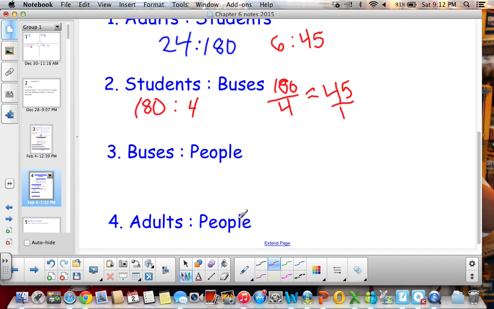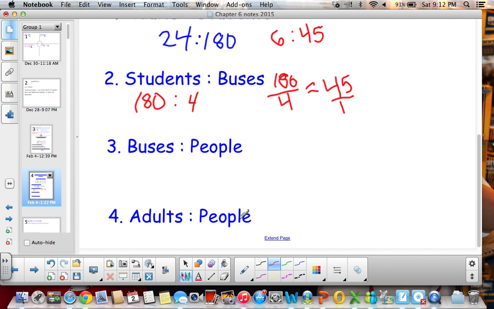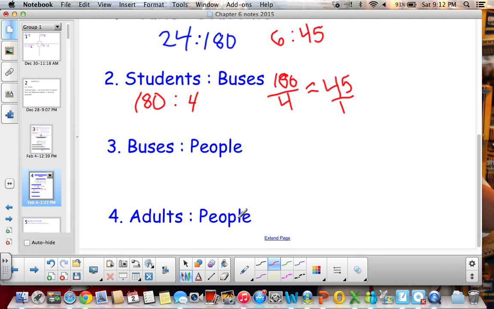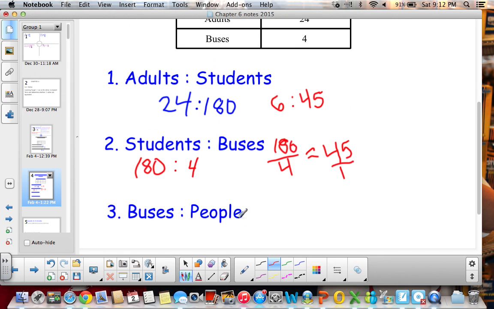Okay, I want you to do buses to people and adults to people. So write buses to people and adults to people in your notebook, and then I'll scroll back up so you can see the table.